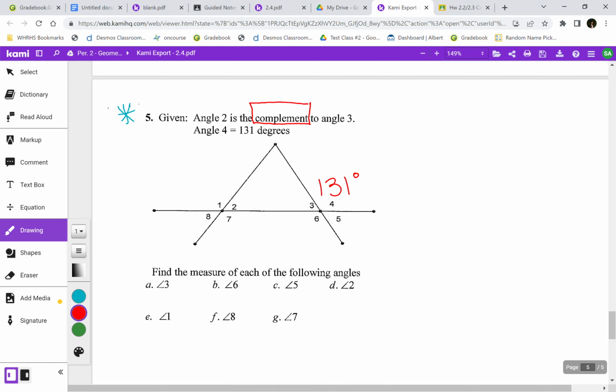Joe? It's supplementary to angle 5. Excellent. Angle 4 is a supplement to angle 5. What does that mean? They add up to what number together? 180. So to find angle 5, I know it's going to be 180 minus 131, and that's going to be 49 degrees.